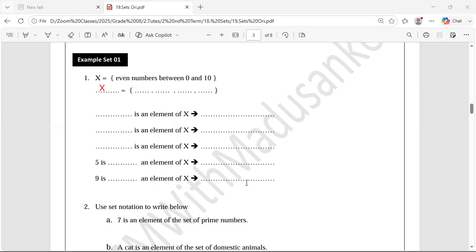Hope you have done it. The even numbers are between 0 and 10. Important word: between. You cannot include 0 and you cannot include 10 in the answers because of the word between. We have to begin from 2, then 4, then 6, 8. You have to end up with 8.